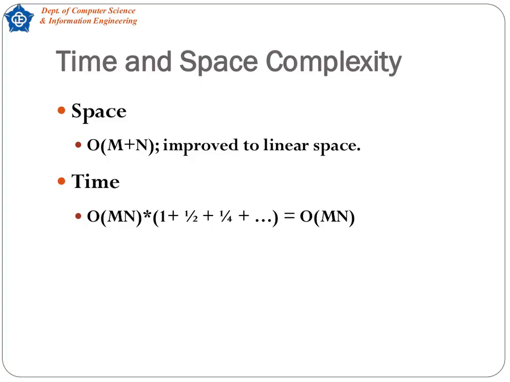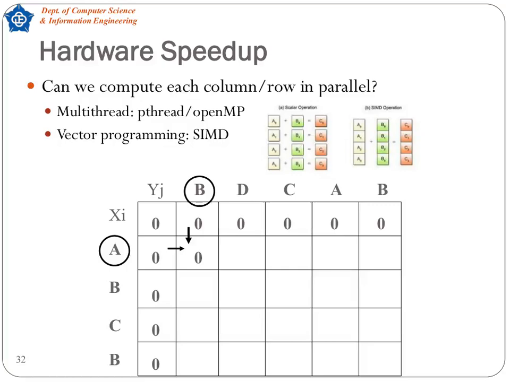In short, we get linear space and a runtime proportional to m times n. Pretty efficient. Building on our linear space, O(mn) time foundation, let's now see how to speed up the dynamic programming routine by tapping into parallel hardware.